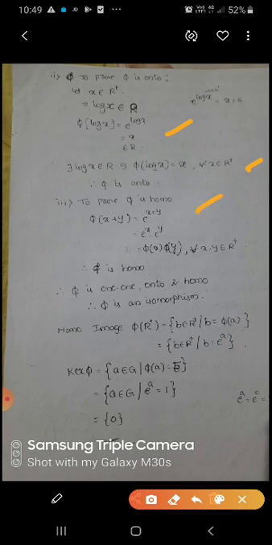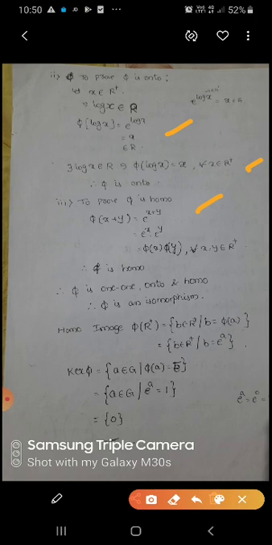Now third one, to prove phi is homomorphism. Phi of x plus y equal to e power x plus y, equal to e power x into e power y. E power x equal to phi of x, e power y equal to phi of y, for all x, y belongs to R. Therefore phi is homomorphism. Therefore phi is one-one, onto and homomorphism. Therefore phi is an isomorphism.